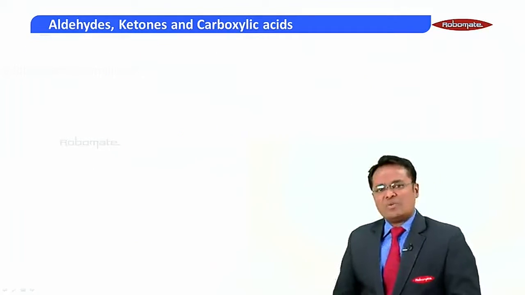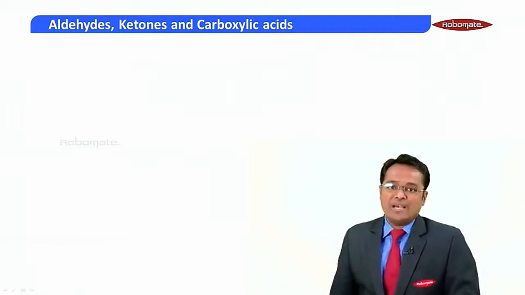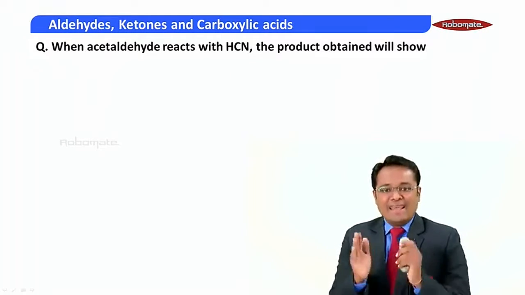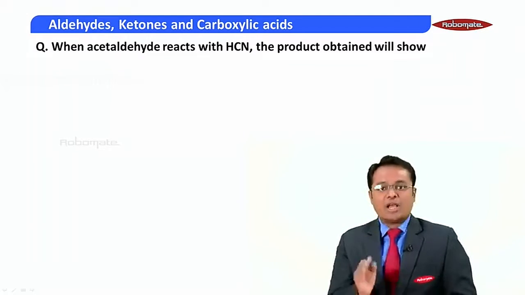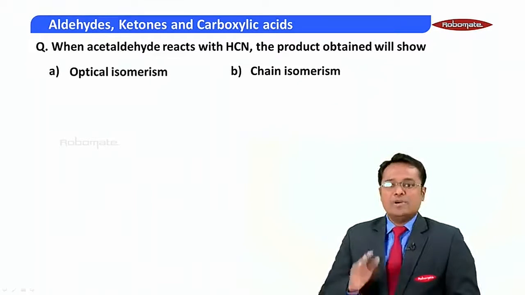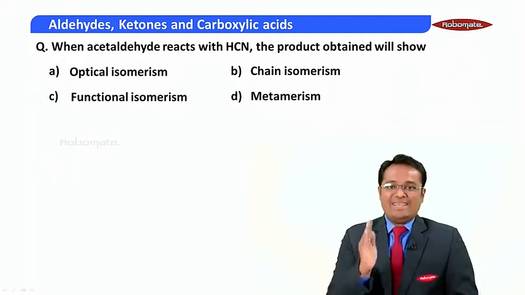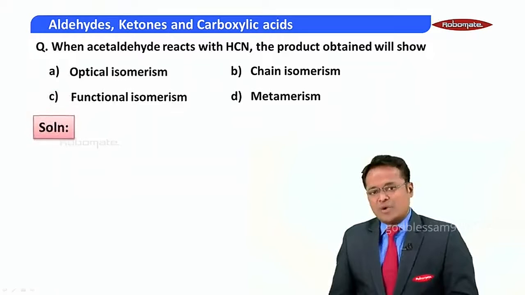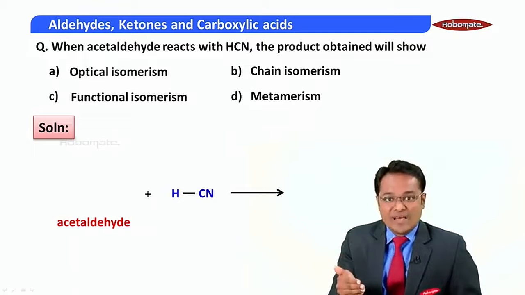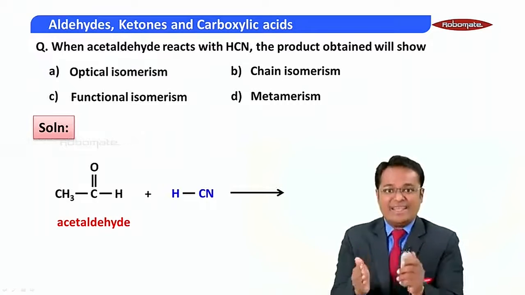Yes, let's solve one question based on these two modules we did, based on the action of HCN on aldehydes or ketones. So here there is a question. When acetaldehyde reacts with HCN, the product obtained will show: option A, optical isomerism; B, chain isomerism; C, functional isomerism; and D, metamerism. Now what is the solution for this? Yes, students, can you see acetaldehyde reacting with HCN? Now what is the structure of acetaldehyde, students? It's a carbonyl group, with CH3 on one side and H on the other. Is it acetaldehyde? Yes, students.